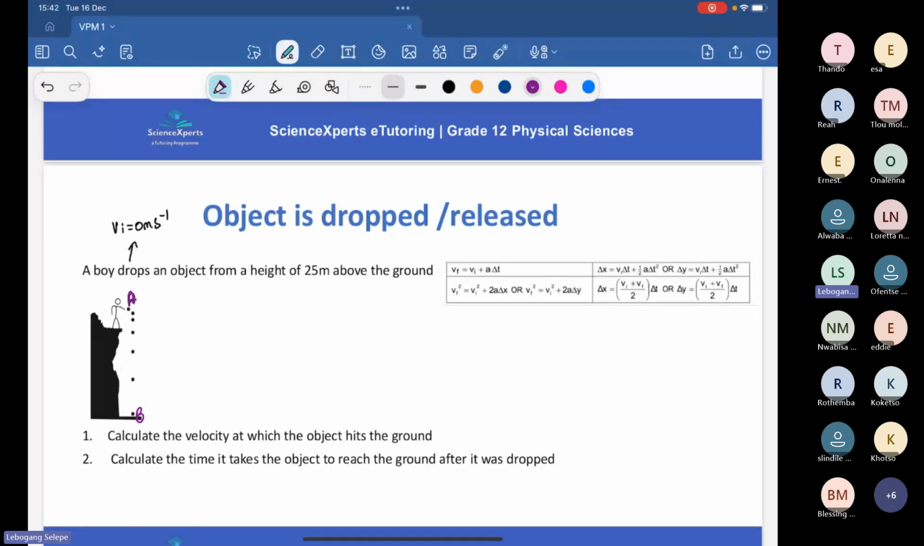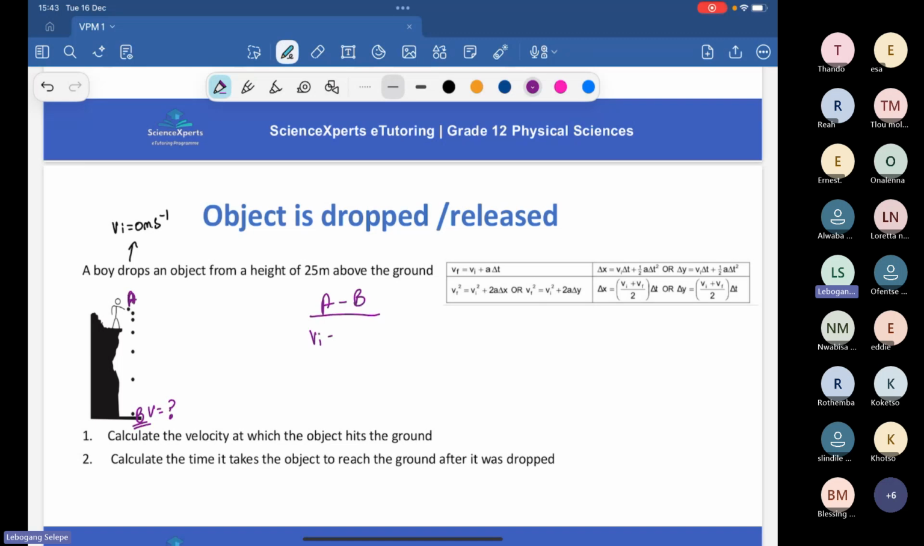So now they say we should calculate the velocity at which the object hits the ground. Which velocity are they talking about? They're talking about the velocity at B, where it hits the ground. So we are looking for this velocity here. We don't know what it is, right? So now let's take the points A and B and put in the information that we have, right? From A to B, I put in the information that I have.